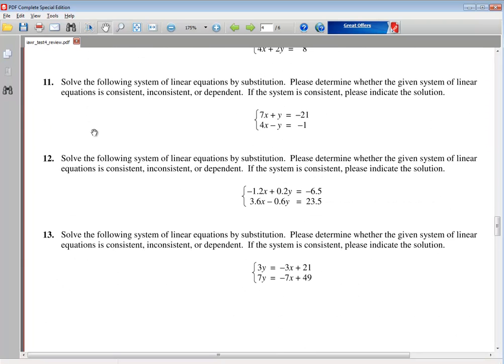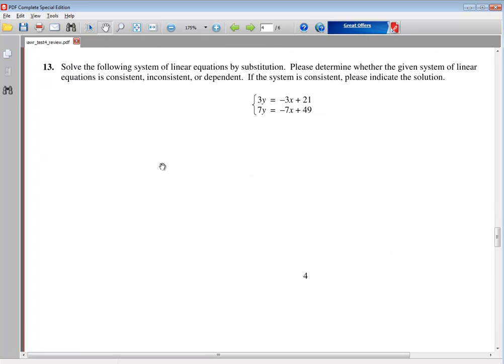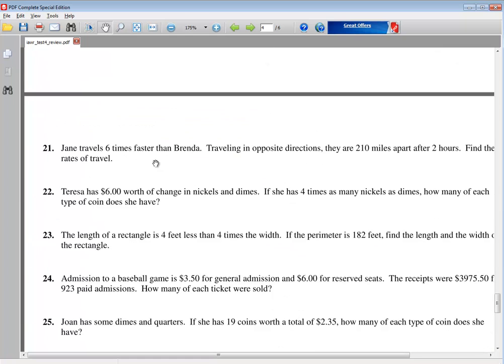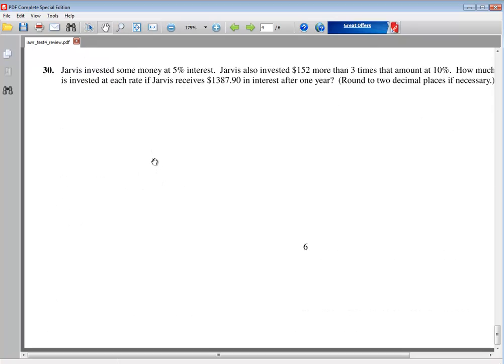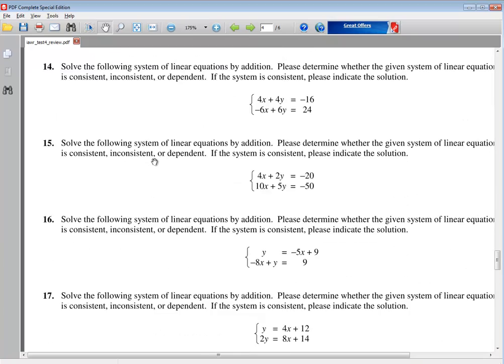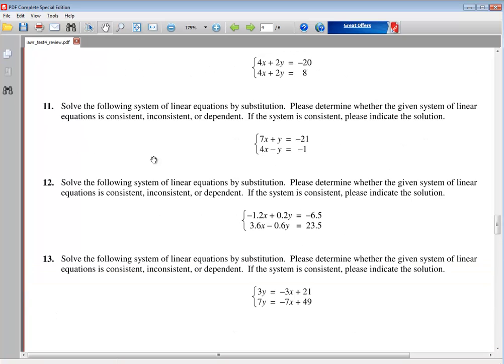So solve the following system of equations by substitution. How many substitutions are there? I guess I really haven't looked at the review. 30 problems still. Okay. Not even halfway through.